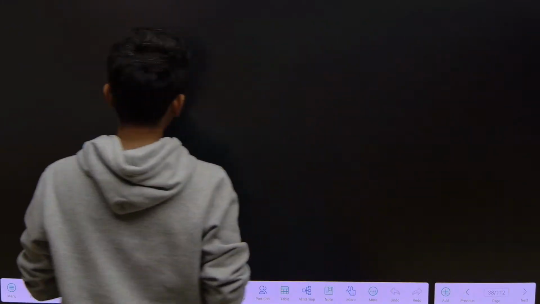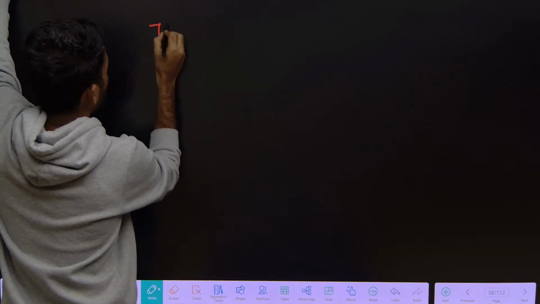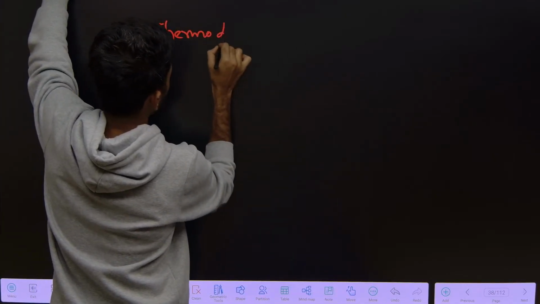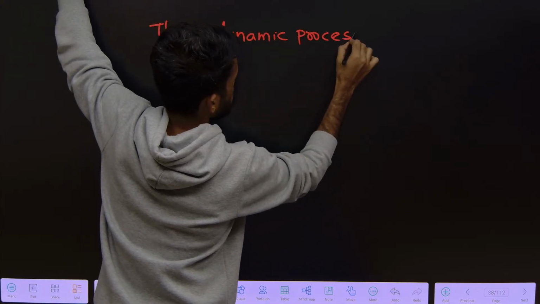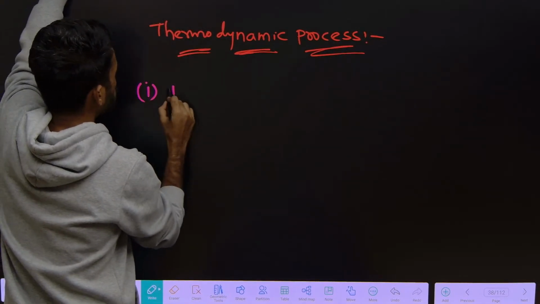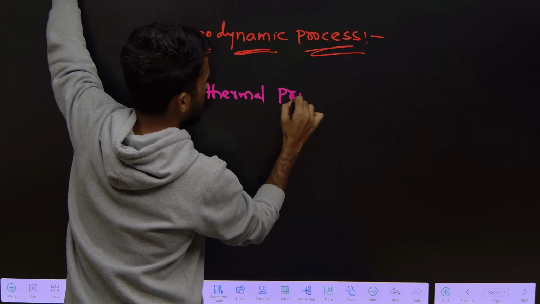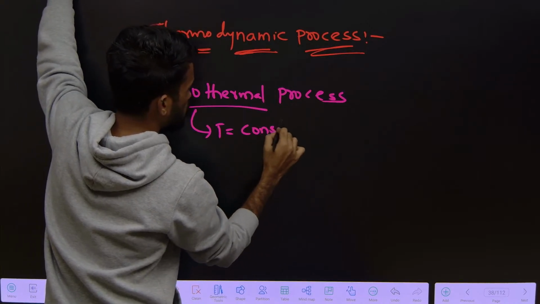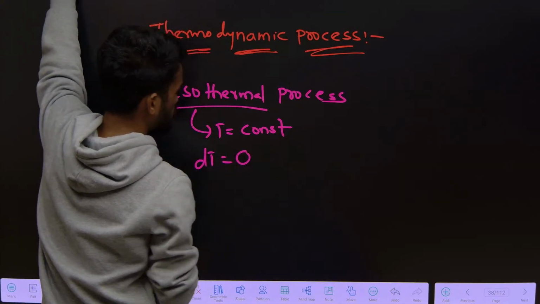Till now you have studied the basic thermodynamic terms. Now there are some thermodynamic processes. So what are these processes? The first one is the isothermal process. What do we mean by isothermal process? Here isothermal means temperature is constant. If temperature is constant, change in temperature will be 0.